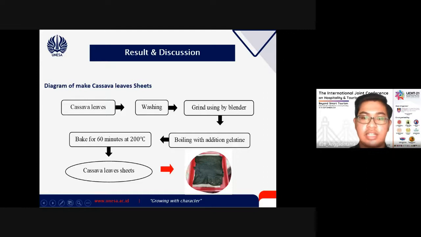And this is a cassava leaf seed. You can see this is a cassava leaf seed. I make seeds.